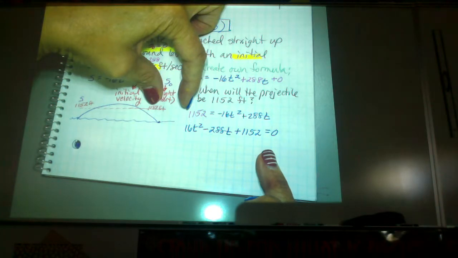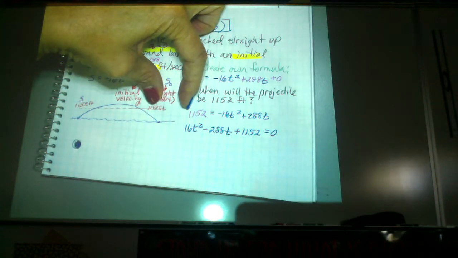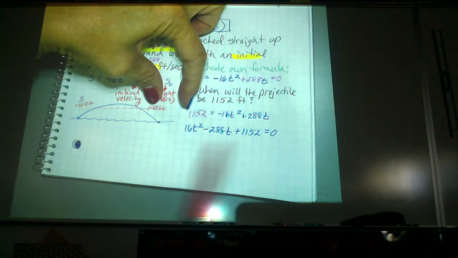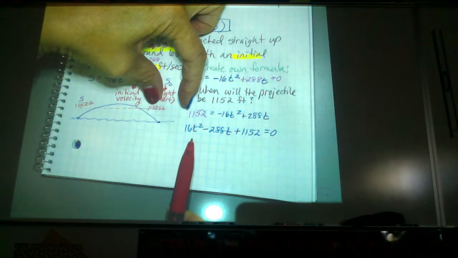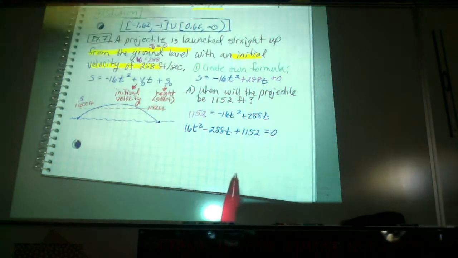If I had to factor that, I'd use the quadratic formula. But 9 times out of 10 on these problems, everything's going to be divisible by a magic number of 16, which in this case it is. If it's not, then use the quadratic formula. Question? You just stretching. Okay.